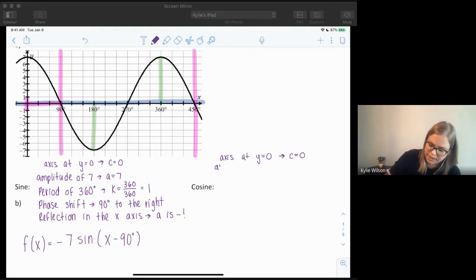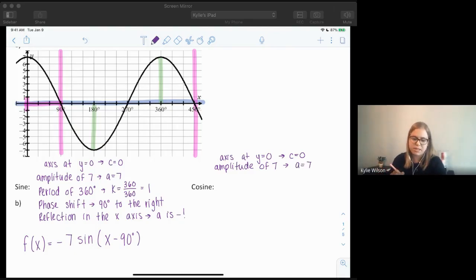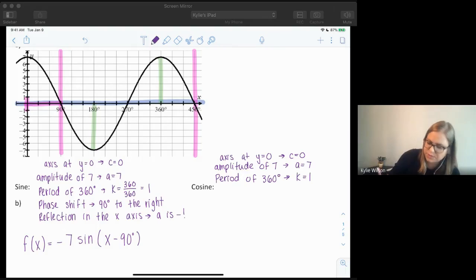Next, we have an amplitude of 7, which tells us that a equals 7. So same thing. Then again, we have a period of 360 degrees, which tells us that k equals 1 again. That's consistent as well. Now we'll look at our phase shift here.